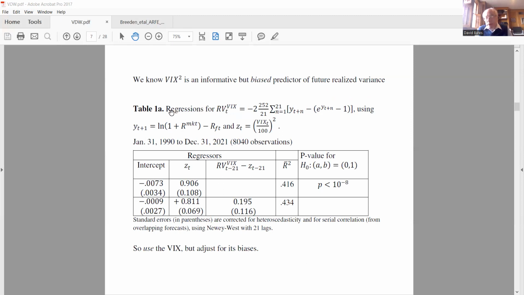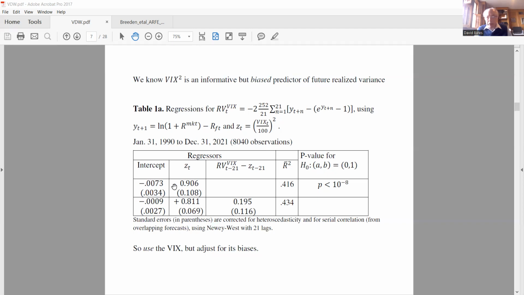So here's a basic forecasting regression over the full sample period from 1990 through 2021. If you regress realized variance constructed in the VIX style, so log returns minus percentage returns, using this, which is approximately sample variance. But anyway, throughout, I'll be using this measure of realized variance to be consistent with how the VIX is constructed. If you use these forecasting regressions, here's just regressing the VIX squared, so using this proxy here.